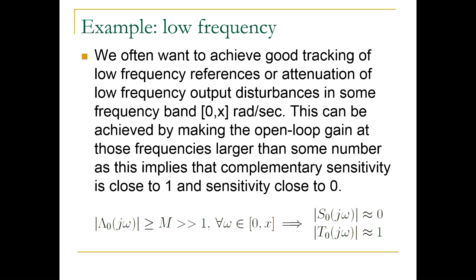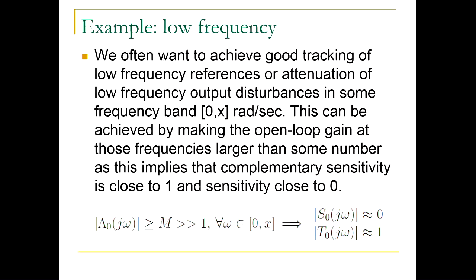So what does this mean? Well, gain is larger than some n, which is much larger than 1, for all frequencies on this frequency band on which we want to have this tracking or disturbance rejection, right? So this is what we saw also from the previous analyses in the previous lecture. So in other words, on this region of frequencies on which you want to have good tracking of references, the complementary sensitivity gain should be close to 1 and sensitivity should be close to 0. Right? So we again saw this from the previous lecture.